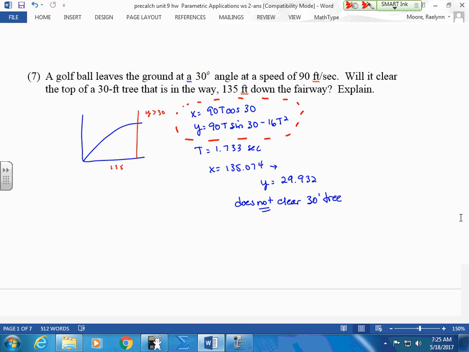Golfing it off the ground. I want to trace until my X is 135 feet. Once my X gets here, I want to see what is my Y. Is my Y going to clear this tree?